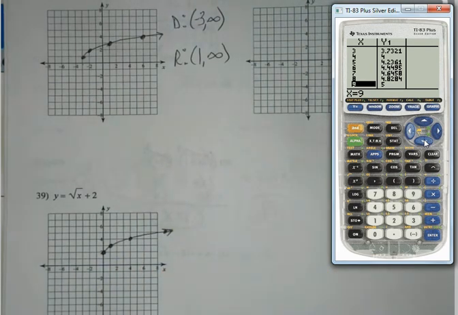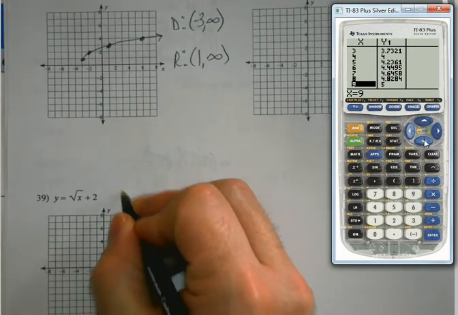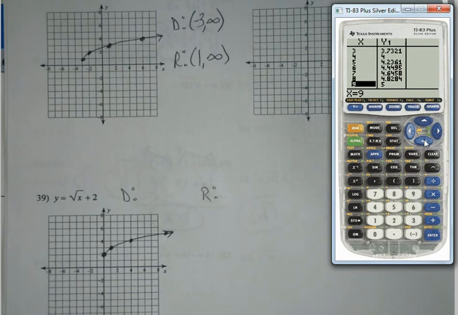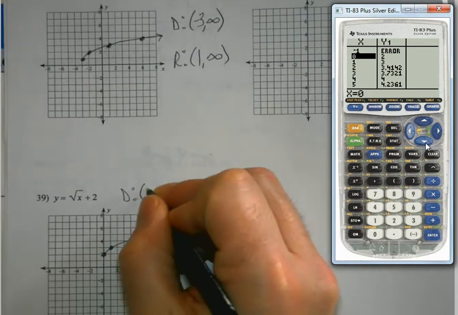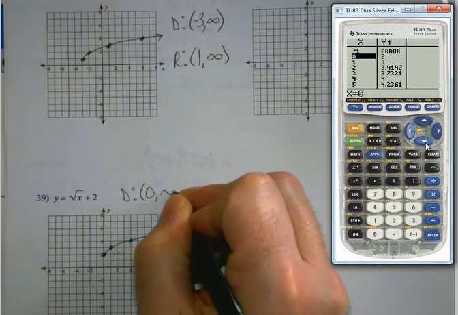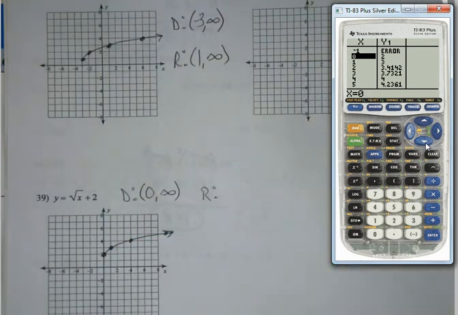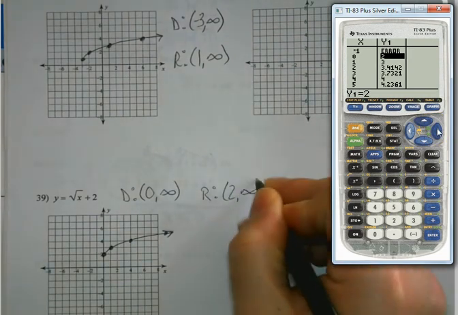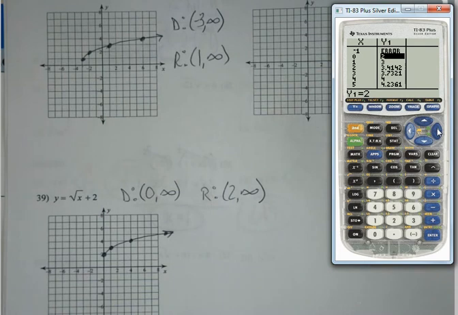And get those drawn in. And then again, I'm still looking for domain and range. But oh yeah, the chart's going to tell me where everything starts. It tells me the domain, or the x's, start at 0. And it tells me my range, or my y values, start at 2. And I'm set.